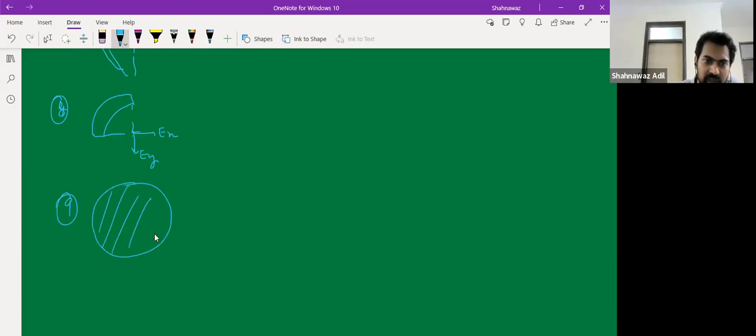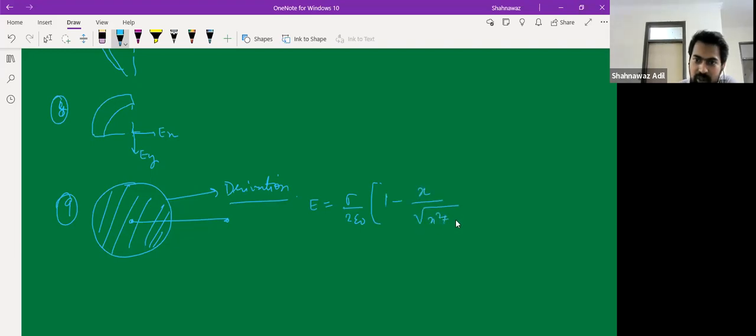This is some disk, right? So electric field, we do this. I will not do the derivation of this part, but others I will explain. So this will come out to be what? Sigma by 2 epsilon naught, 1 minus x upon root of x squared plus r squared. Right. This will come out to be lambda by 2 pi epsilon naught r, and this is i hat. So we will see how we can get this.